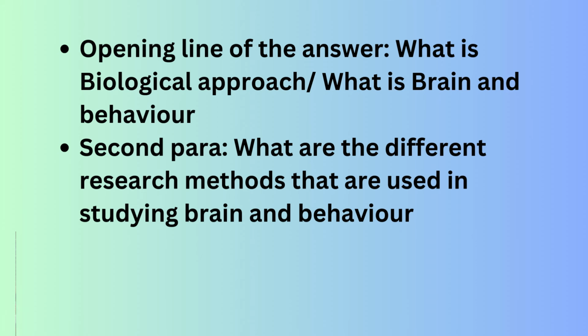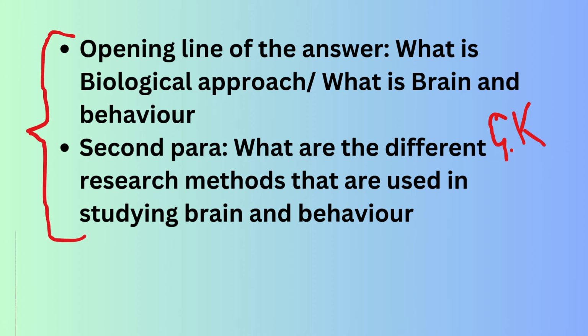So basically here, you have to start with brain and behavior. What is brain and behavior? That is your biological approach. That is the opening line of the answer to the 22 marker. After this comes how this brain and behavior is investigated or studied. What are the different research methods that you use in investigating this brain and behavior? So you write what the different research methods are.